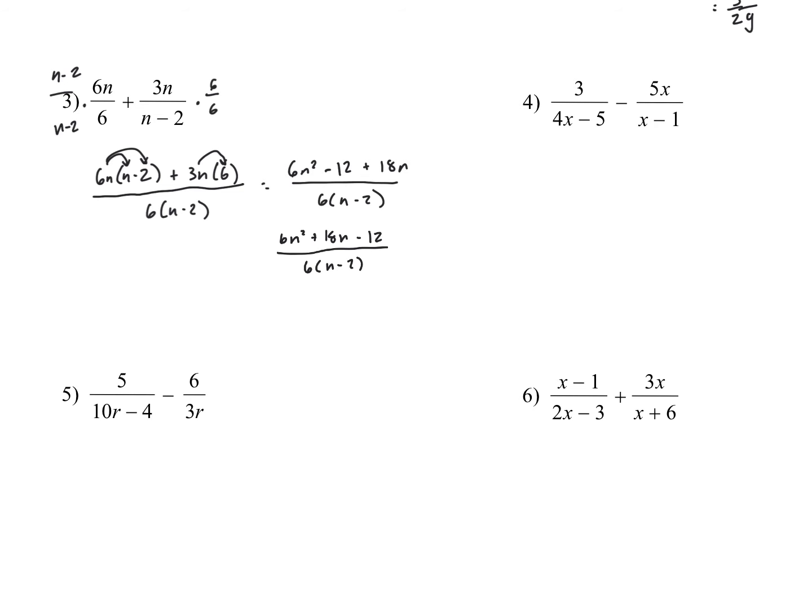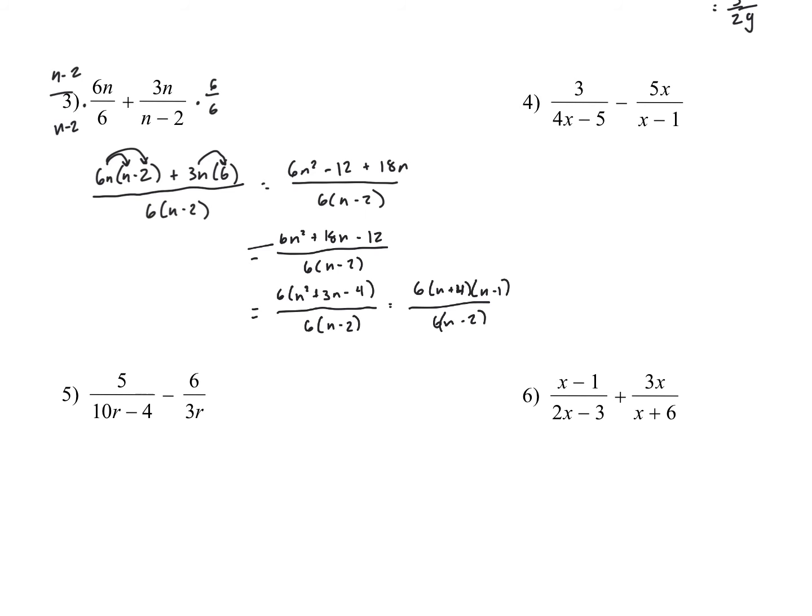Okay, so I'm going to pull a GCF out. I'm going to pull 6 out of everything, so I have 6 on the outside. And now I have n squared plus 3n minus 4. And that will factor eventually. So I'm going to go ahead and do that. And this will break up into 6 times n plus 4, n minus 1, all over 6n minus 2.